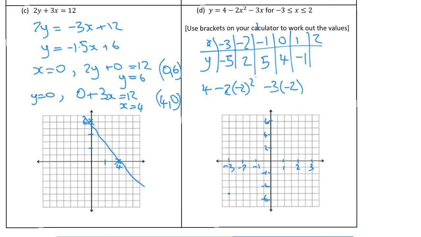I'm going to change the scales on the x-axis just to make it a little bit nicer, to use up more of our graph. I'm going to keep the scale consistent though, as 1 square is 1 unit on the y-axis.